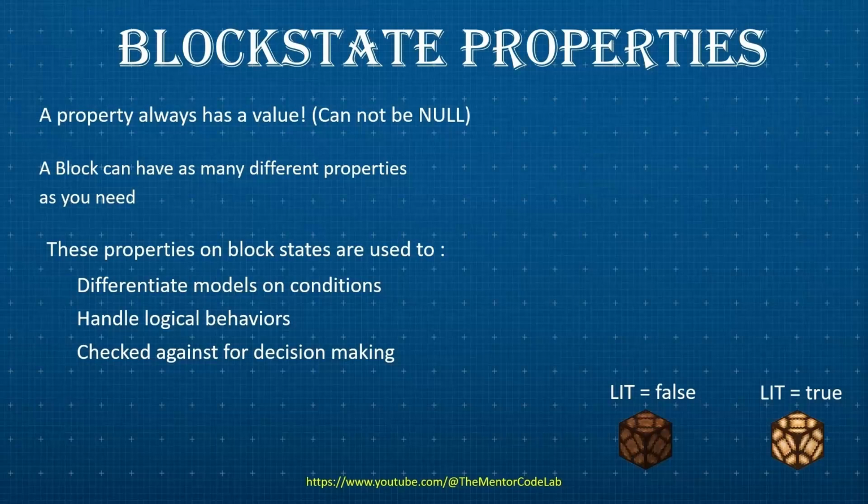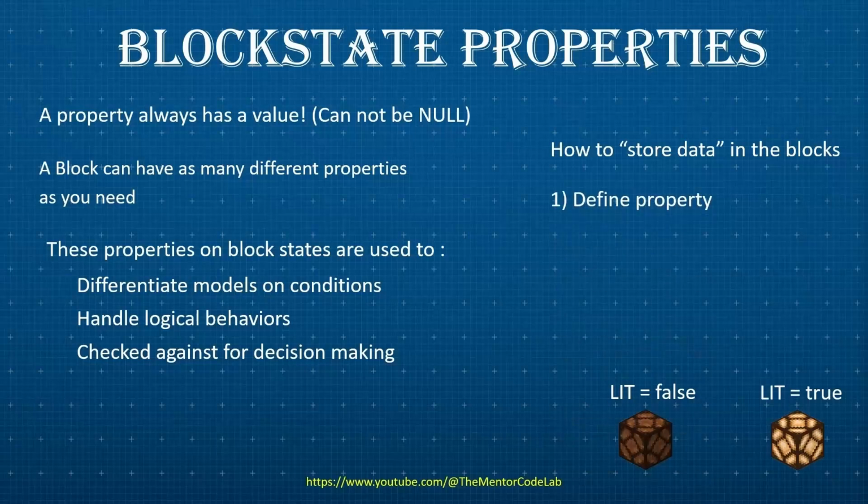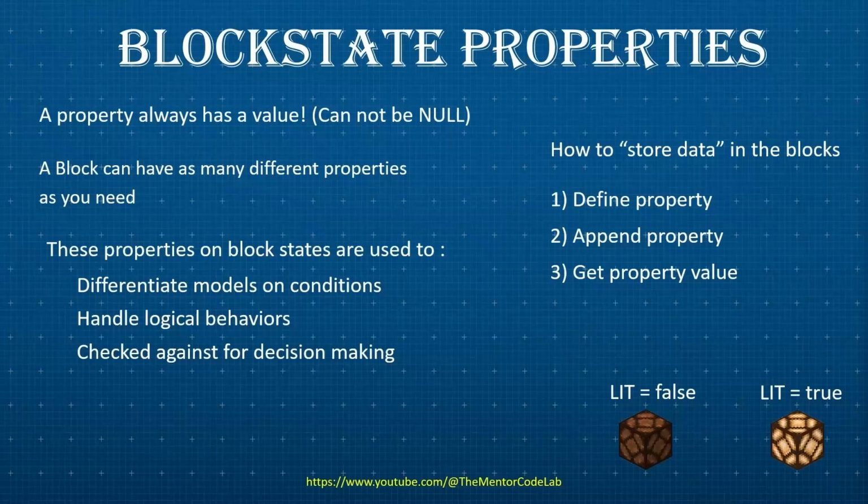Now, how to store data in a block? The first step is to define a property inside the block. So the block now should have a custom class for itself. And in the class definition, we will add a property definition. Then we have to append the property inside that class, and there is a method for that. Third, at any time in any place we can get the property value, and at any time in any place, if we need, we can change the property value.